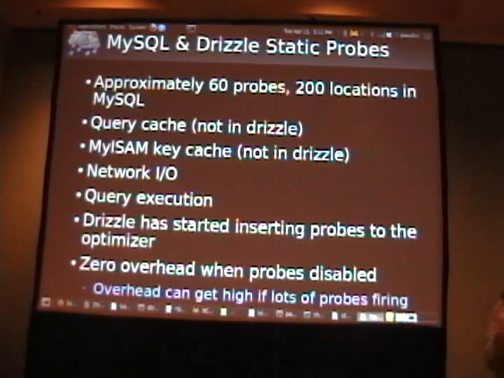They're not in MySQL. If your probes are disabled and none of them fire, they're zero overhead. But if you have a lot of probes firing at the same time, the overhead can get quite high. I don't have any graphics here, and I haven't measured the performance at the point where the overhead becomes manageable. But I know last year there was a DTrace talk saying that if you had around 10,000 probes per second, your transactions per second goes to about zero.